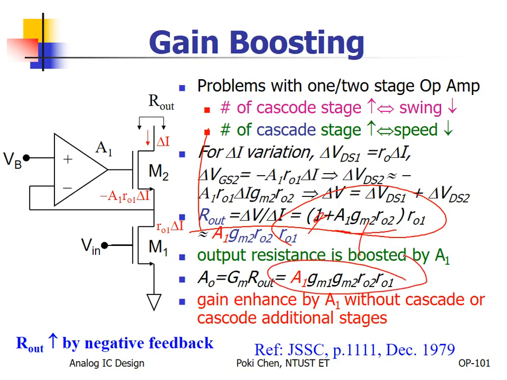Believe it or not, the difference between estimation and calculation or derivation is only 1 here. That's it, no more. I myself am much happier with estimation instead of derivation because derivation is too time wasting, and the difference is only 1 out of maybe 10,000, nothing at all. Again, the gain, the output resistance, and so on will be enhanced by A1.